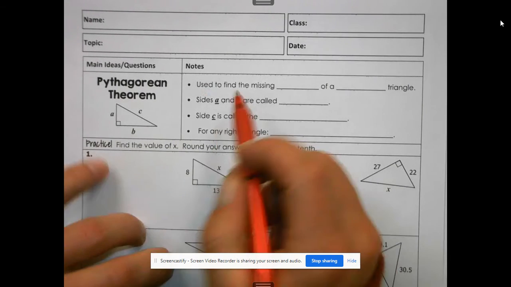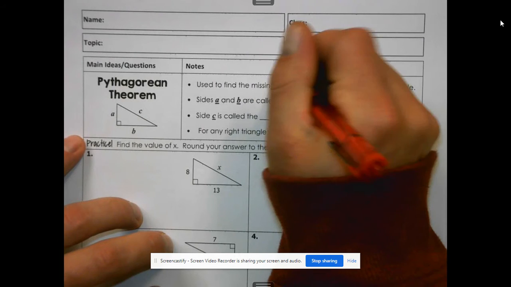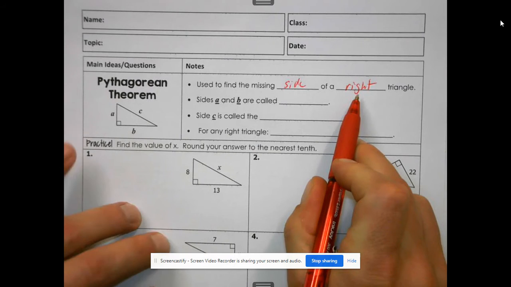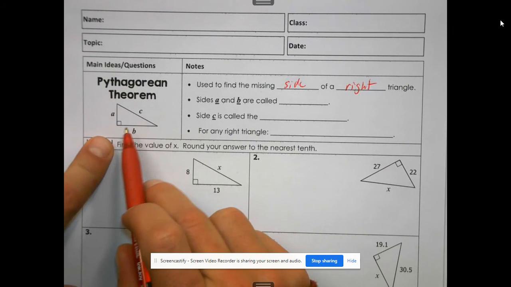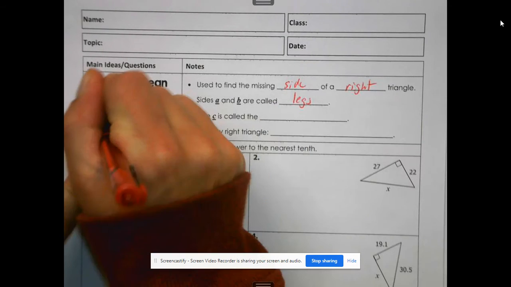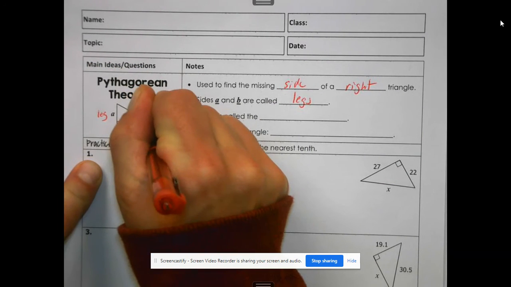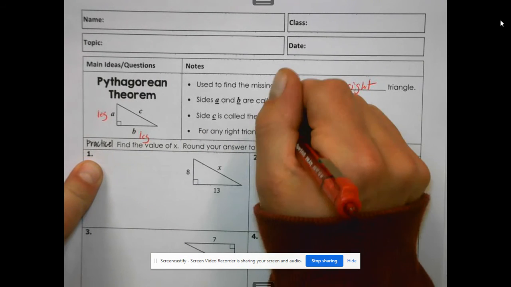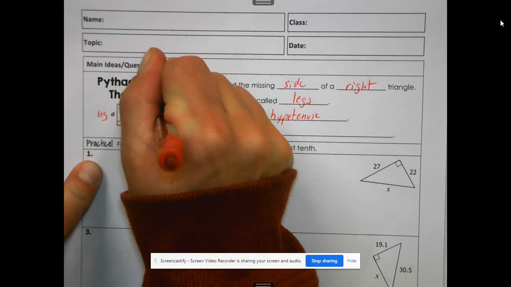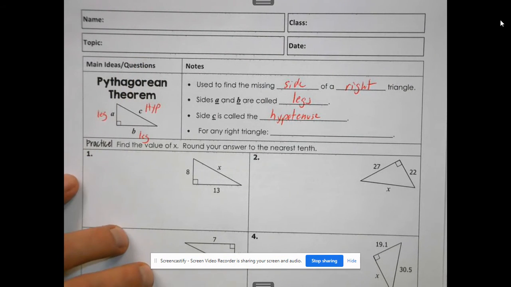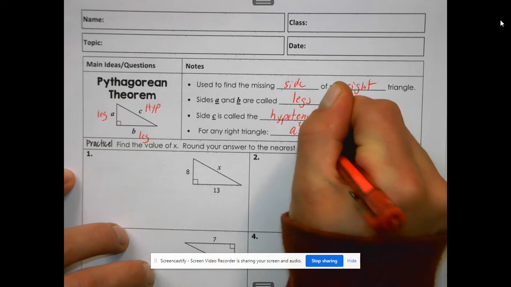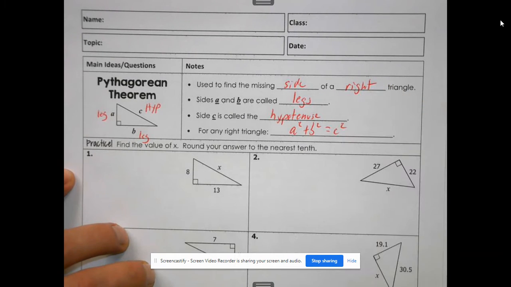All right, so when you use the Pythagorean Theorem, guys, you're going to use this to find a missing side of a right triangle. Remember, a right triangle has to have a 90 in it. If you check out the diagram to the left over here, sides A and B are called the legs. So A is a leg and B is a leg. C is your hypotenuse, and we'll just abbreviate that HYP for hypotenuse. And then for any right triangle, here is your formula to find a missing side: A squared plus B squared equals C squared.